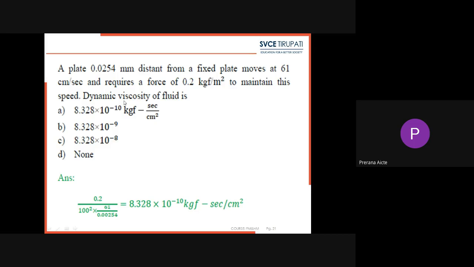To calculate the viscosity, we use the formula tau equals mu into du by dy. Here we have all the values: the change in velocity du is 61, the change in distance dy is 0.0254, and tau, the force, is 0.2 kg per meter square. Substituting all the values in the formula tau equals mu into du by dy, we get the value of mu. The dynamic viscosity is 8.328 into 10 power minus 10 kg second per centimeter square.